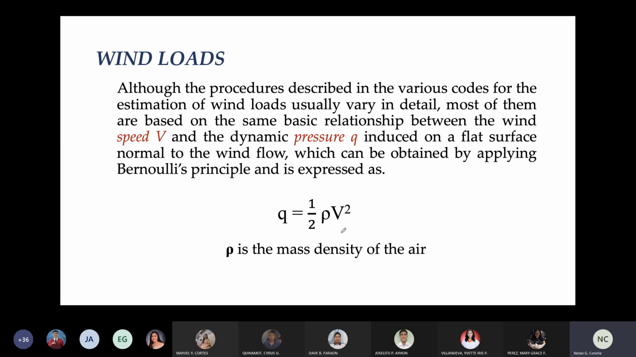Hindi lang ganito kasimple ang formula, class, ha? Medyo mahaba yung formula niyan. Kasi dito ang meron lang tayo density at saka velocity. Pero ang sabi ko nga kanina, yung surface roughness, yung direction of impact, no? Yun ang may mga factors pa na pwedeng maka-affect doon sa wind load, yung magnitude ng wind load.